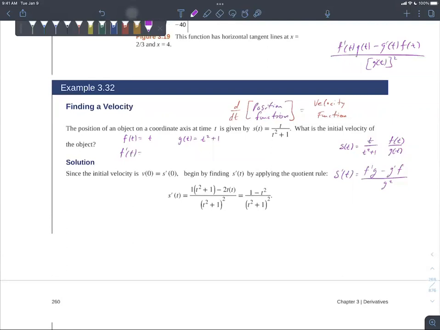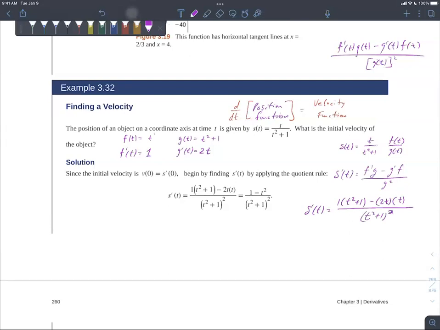So f prime of t, that's equal to just 1. And this is just t to the first power, that's 1 times t to the 0, which is 1. G prime of t is equal to 2t. The constant 1 has a derivative 0. And so s prime of t is equal to, we plug all of this stuff in, f prime times g minus g prime times f all over g squared, t squared plus 1 squared.